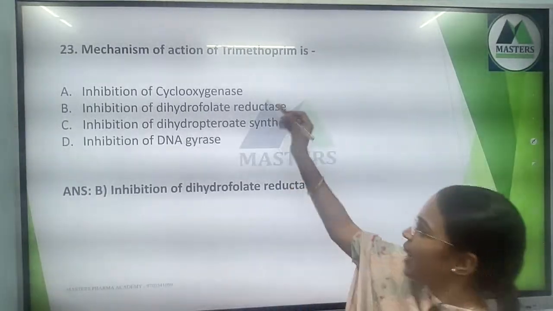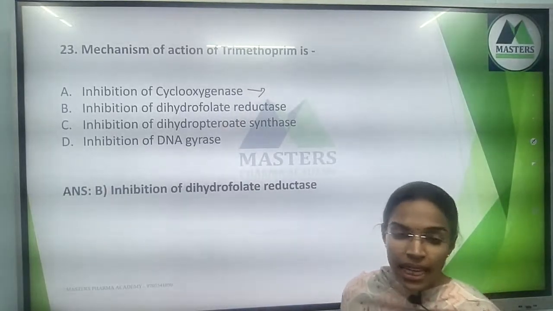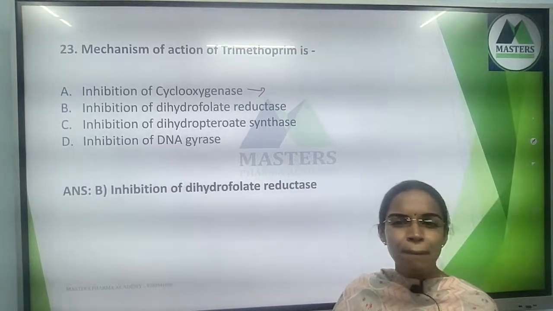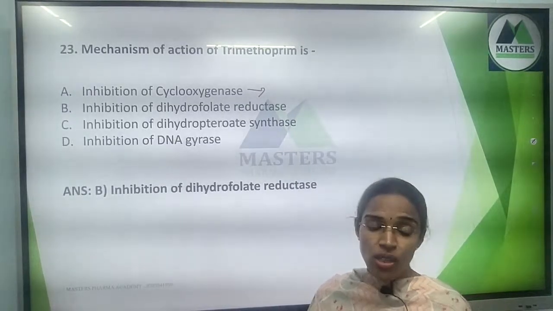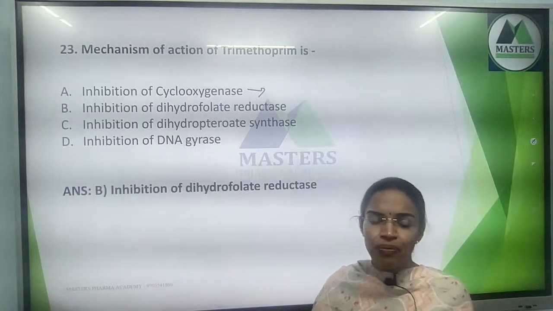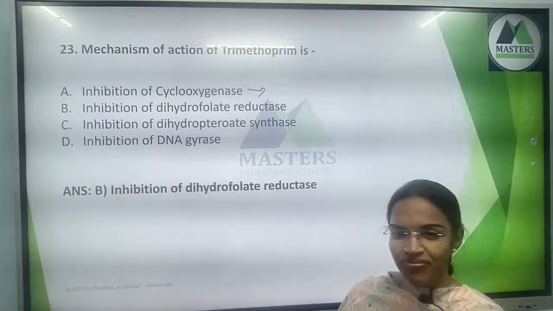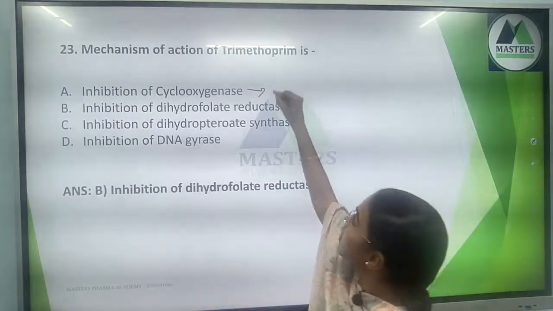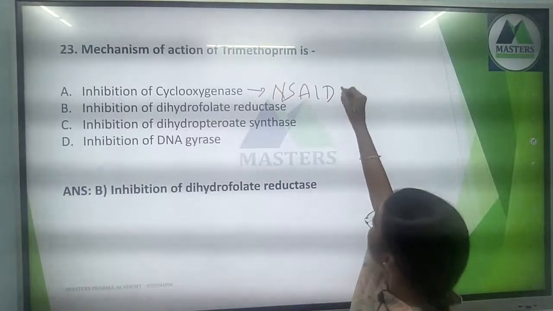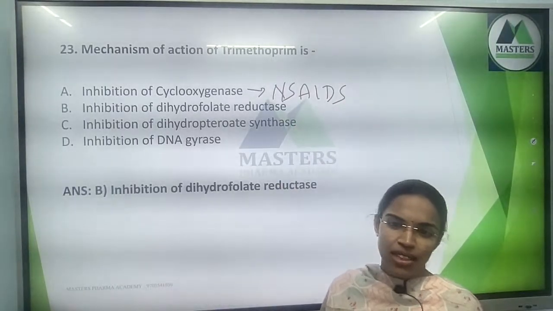Any example for inhibition of cyclooxygenase? Cyclooxygenase, or COX, inhibitors. Inhibition of cyclooxygenase is usually caused by NSAIDs. They inhibit cyclooxygenase.